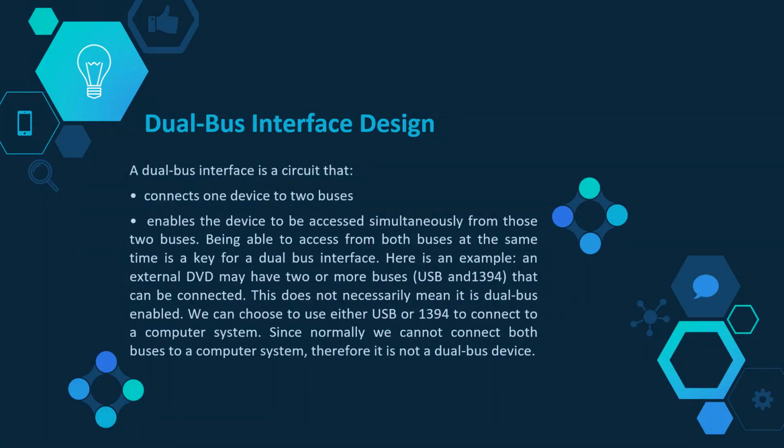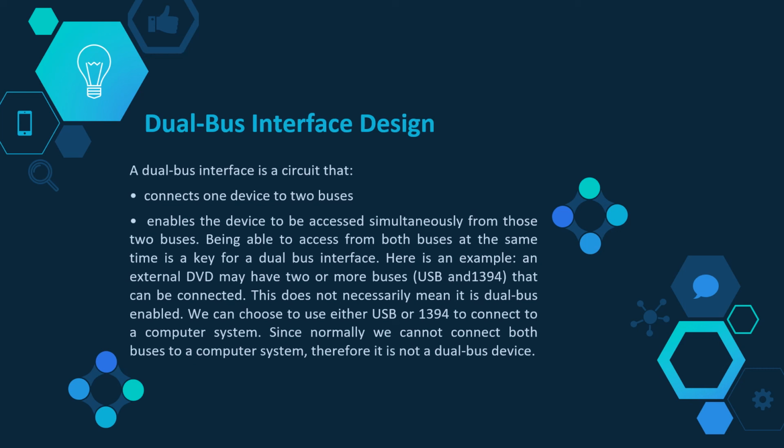Dual bus interface design. A dual bus interface is a circuit that connects one or two buses. Next is to enable the device to be accessed simultaneously from those two buses. Being able to access from both buses at the same time is a key for a dual bus interface.